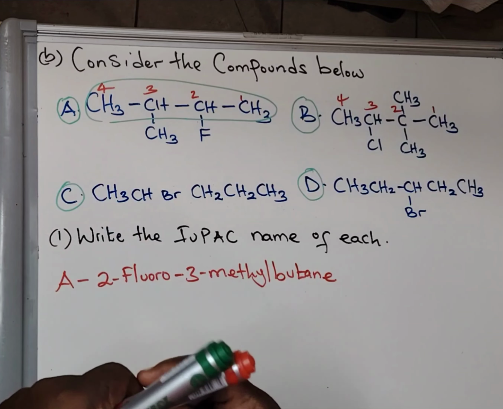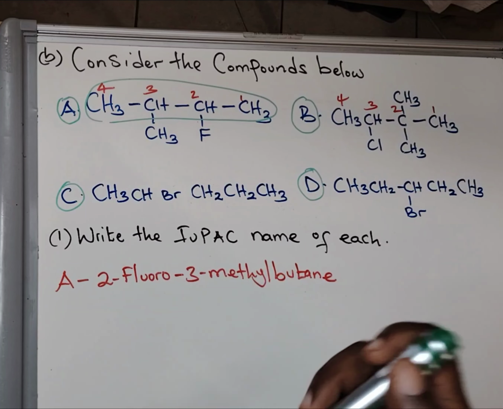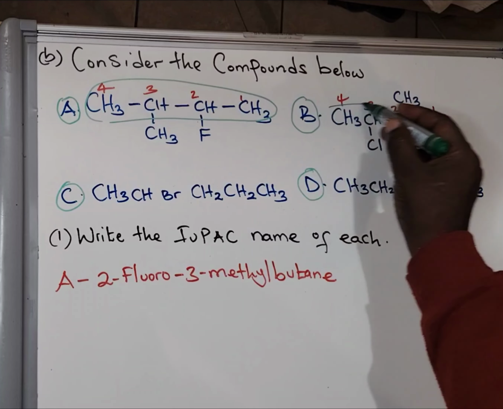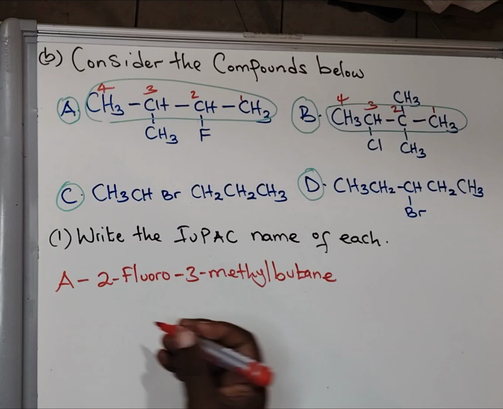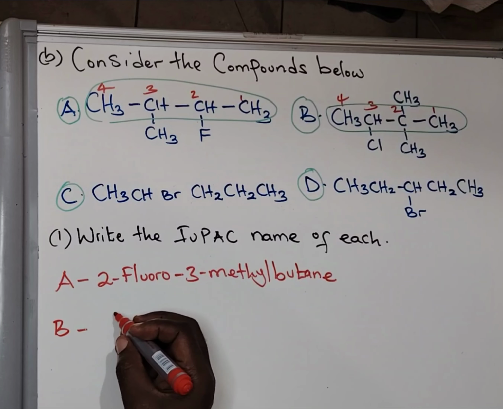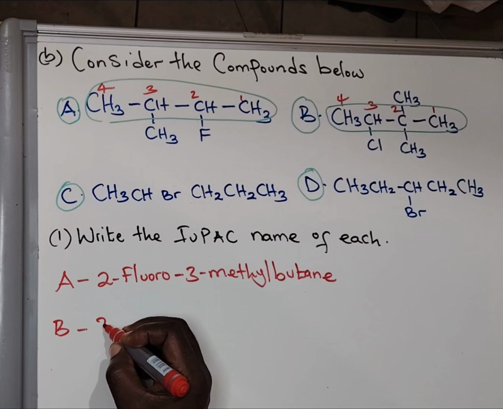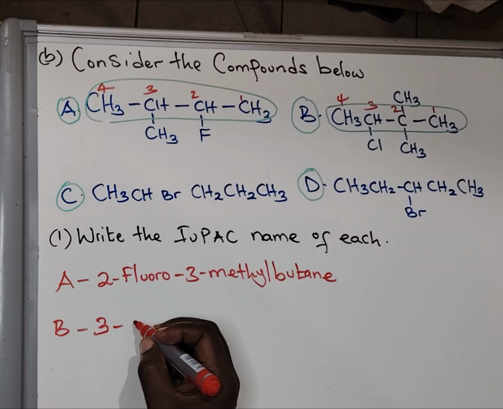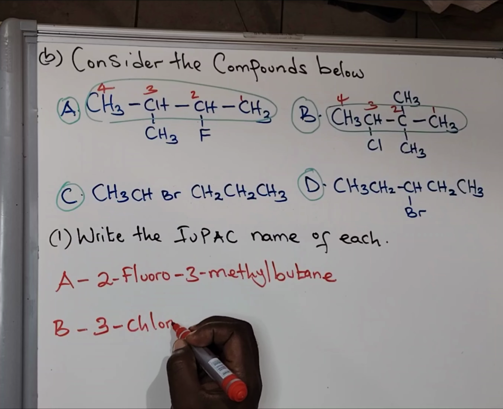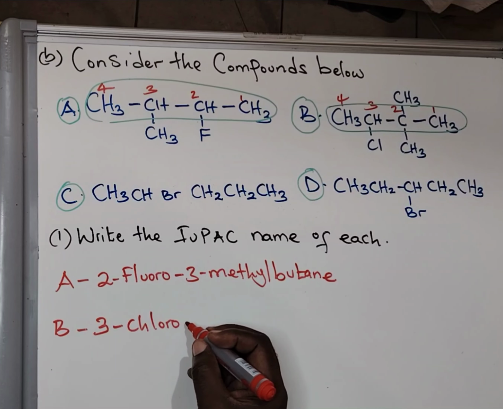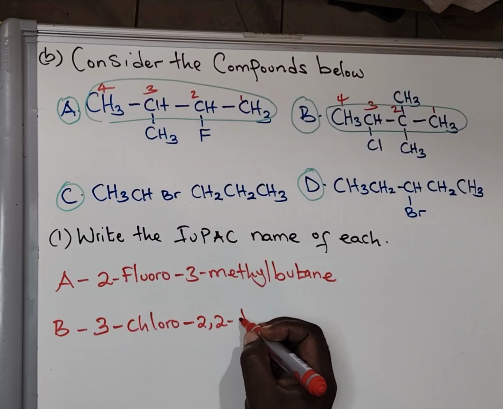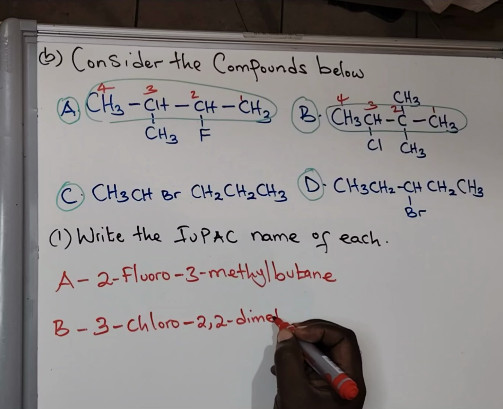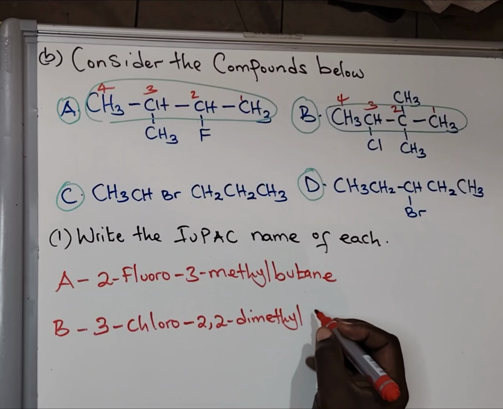And when you map out the parent chain, this is what we are having. And whatever is not part of that is a branch. So what are you going to say? We are going to say B is 3-chloro, why? Because it comes first in alphabetical order, then 2,2-dimethylbutane.